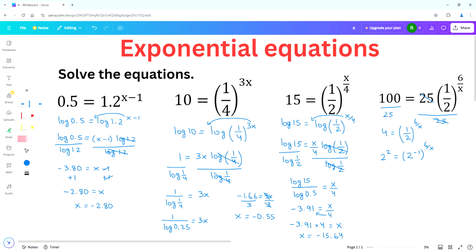Next, we can use power on power law of exponents to combine the exponents on 2 on the right side. We should multiply negative 1 by 6 over x. Negative 1 times 6 over x is equal to negative 6 over x. Now we have the same base on both sides of the equation. We can cancel out the bases and equate the exponents to find the value of x.